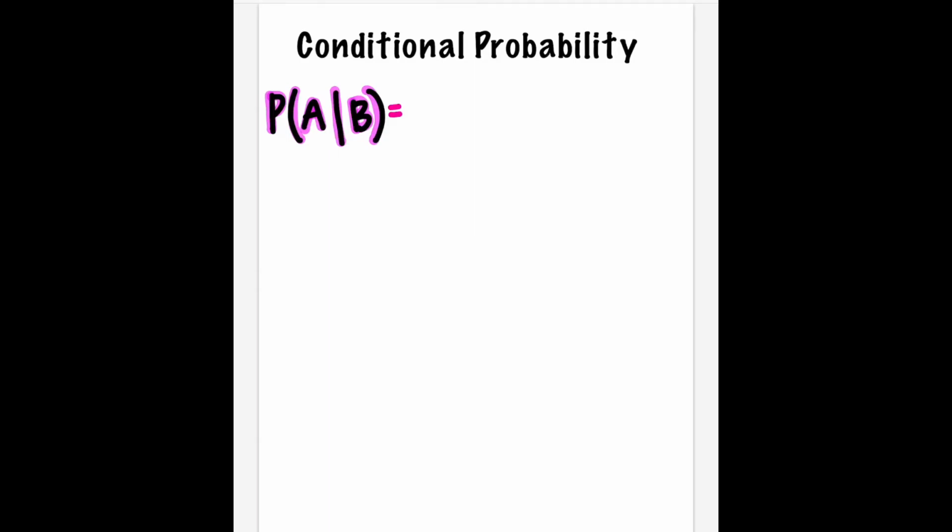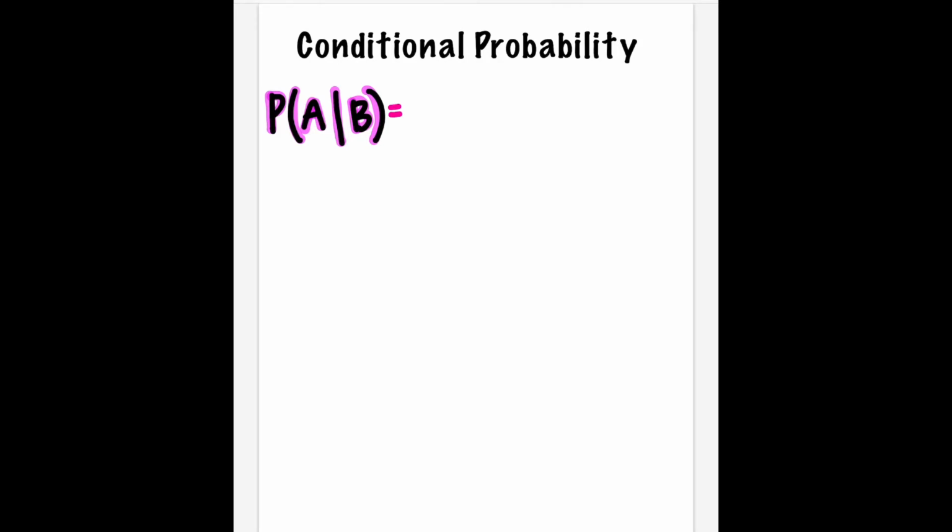All right, for conditional probability, this is a little different than compound probability. Conditional probability says, what is the probability of one event given that another event has already occurred? Let me give you an example of this to see why this formula is the way it is before I give you the formula.